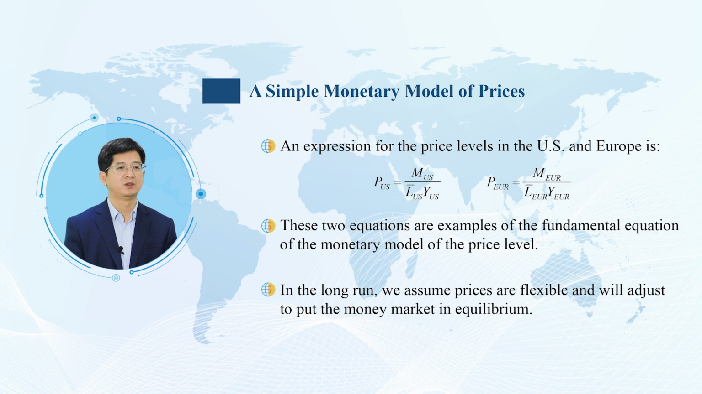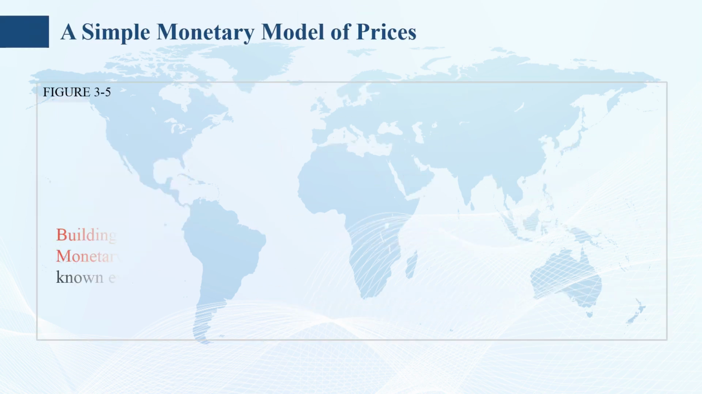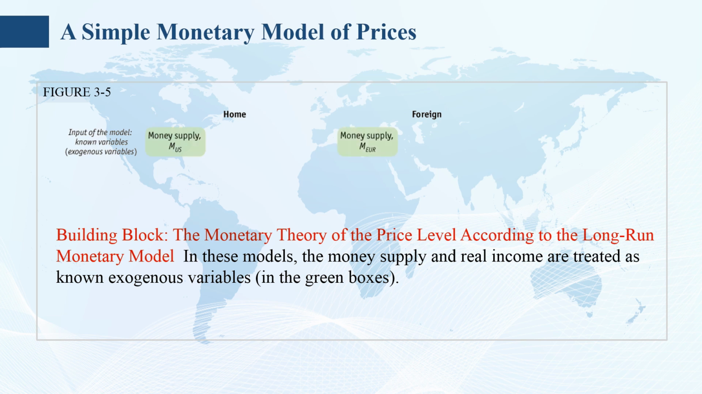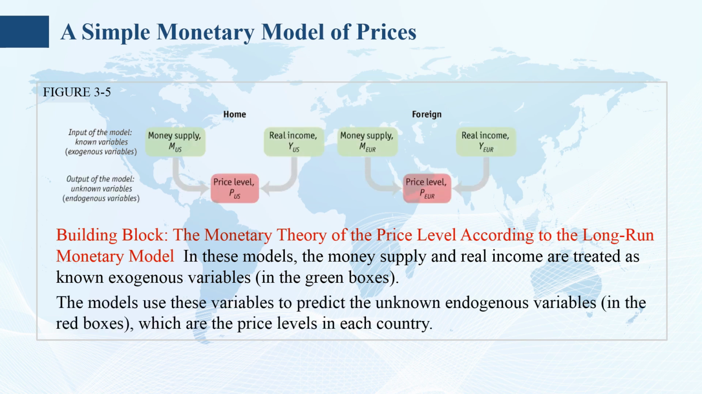In the long run, we assume prices are flexible and will adjust to put the money market in equilibrium. In Figure 3.5, the money supply and real income are treated as exogenous variables. The model uses these variables to predict the unknown endogenous variables, which are the price levels in each country.